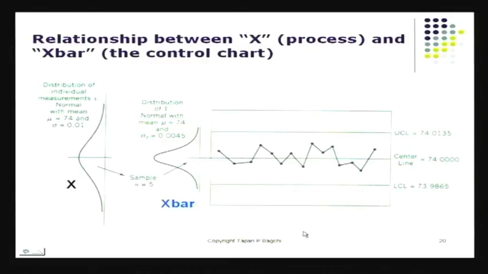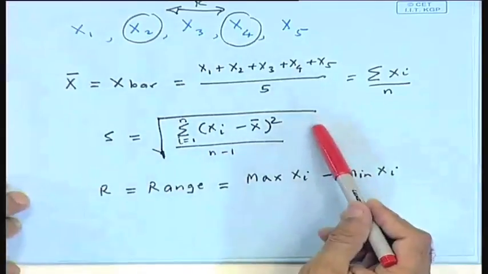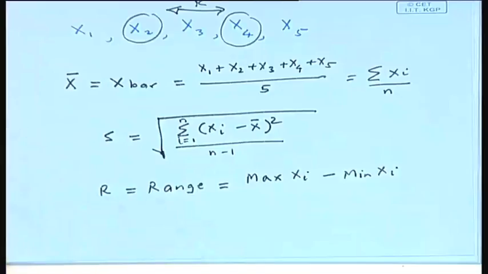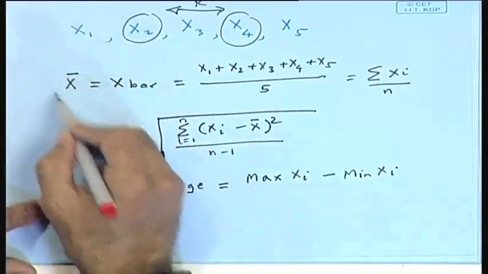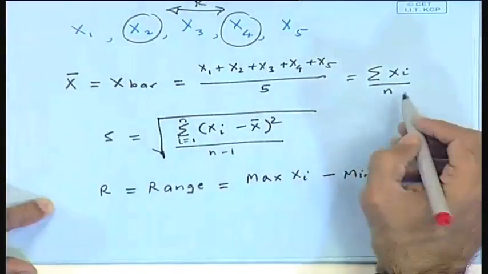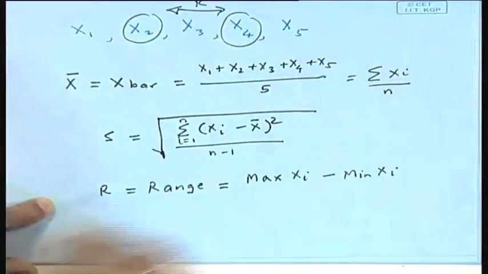Now notice here, I did not plot X. When I plotted the control chart, I plotted something called XBar. And the distribution of XBar turns out to be narrower. Why is the distribution of the XBar chart narrower? Let me just show you what happens when I go back to the formula that I wrote here. Notice the formula for XBar is sigma xi divided by n.